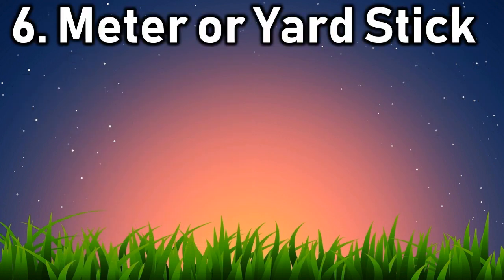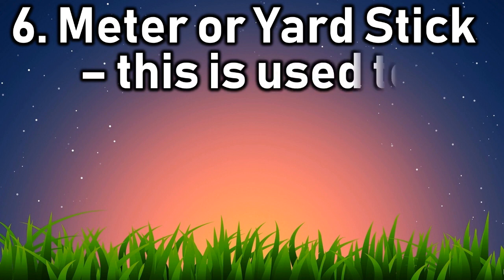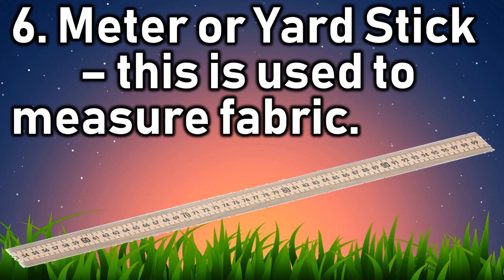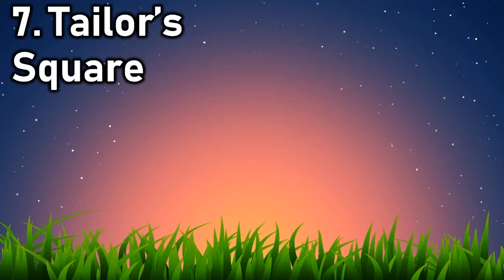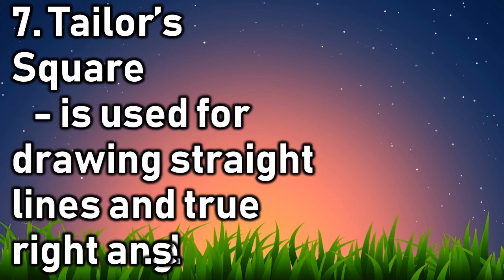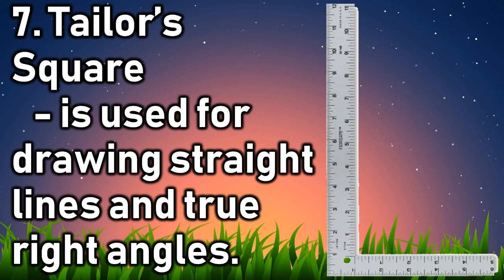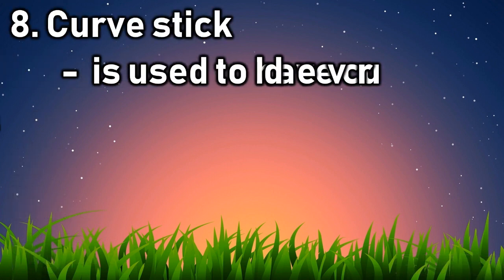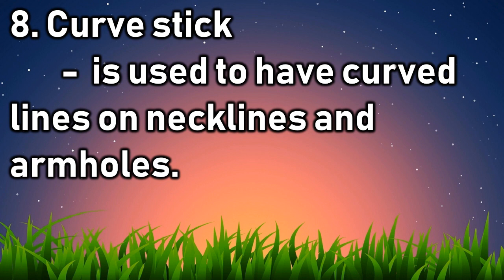Six, meter stick or yardstick. This is used to measure fabric. Seven, tailor's square is used for drawing straight lines and true right angles. Eight, curve stick is used to have curved lines on necklines and armholes.